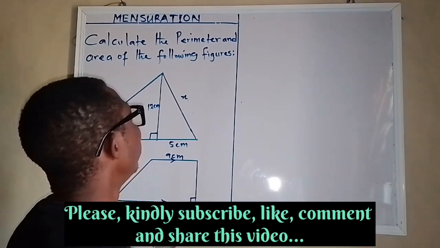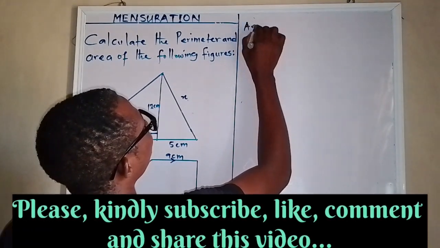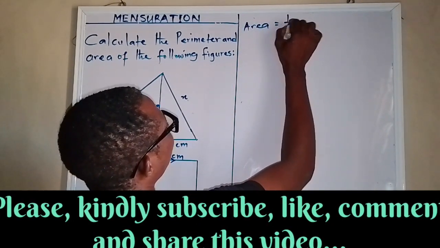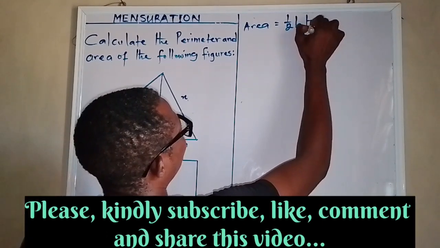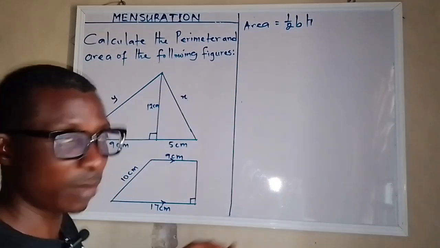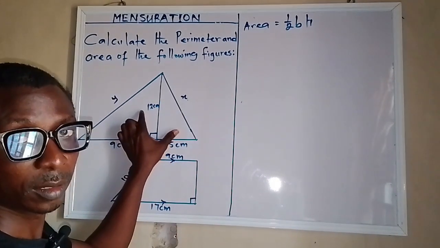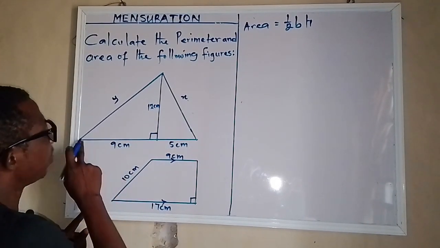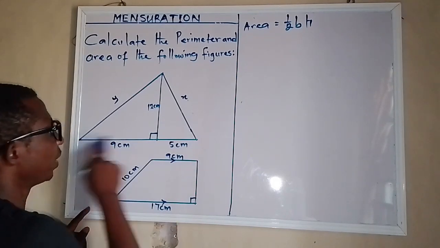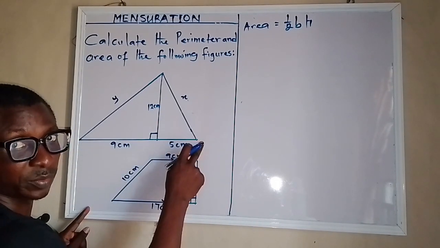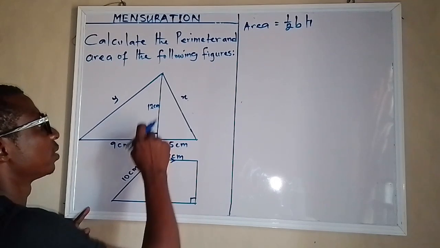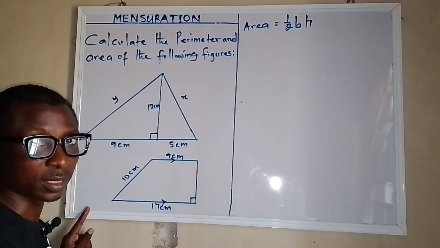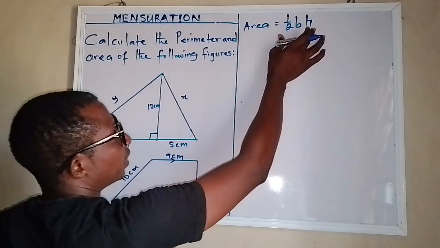Now, area, half base times height. That is the formula we're going to use to find the area of this triangle. So now, our base is from here to here, which is 14 centimeter. The height is this, that's 12 centimeter. So we just substitute inside this formula.